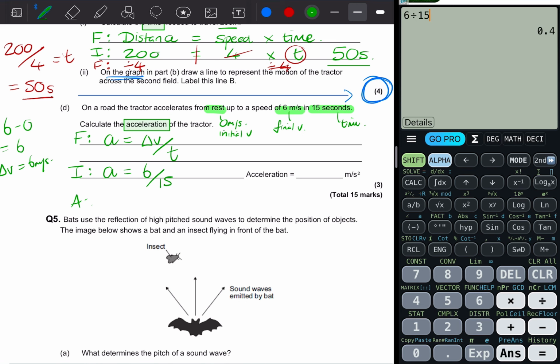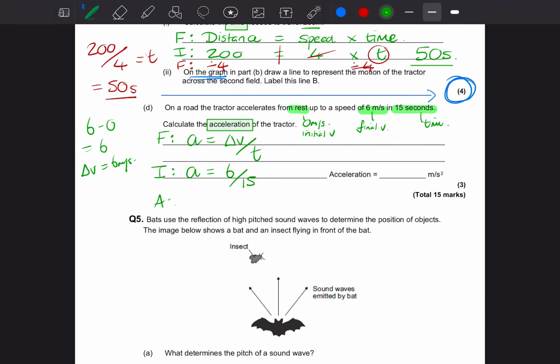Divided by 15, just to check. Yeah, 0.4. So our acceleration is 0.4 meters per second squared. Make sure, even though I've written it here, that it goes in that box. All right, that's the end of that question. That's the end of question 4.